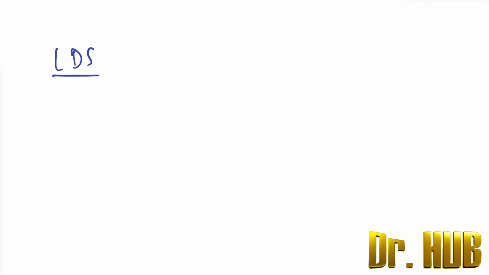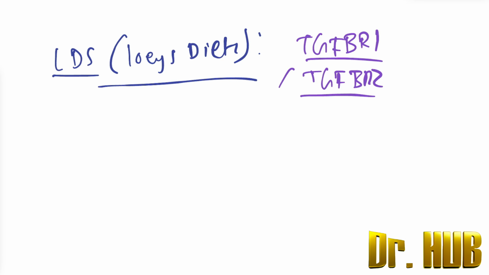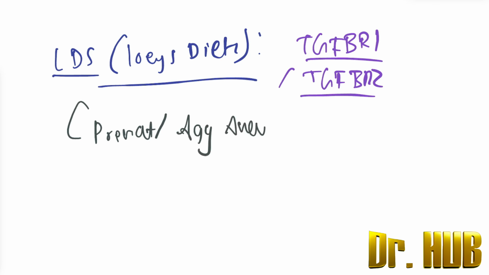Now we look at LDS, which stands for Loeys-Dietz syndrome. The genes mutated here include TGFBR1 and TGFBR2. What is the aneurysm here? It includes premature and aggressive aneurysms and dissections.